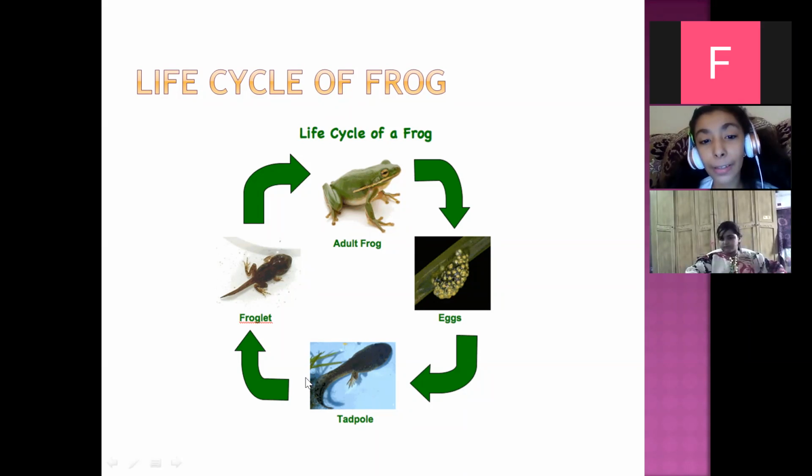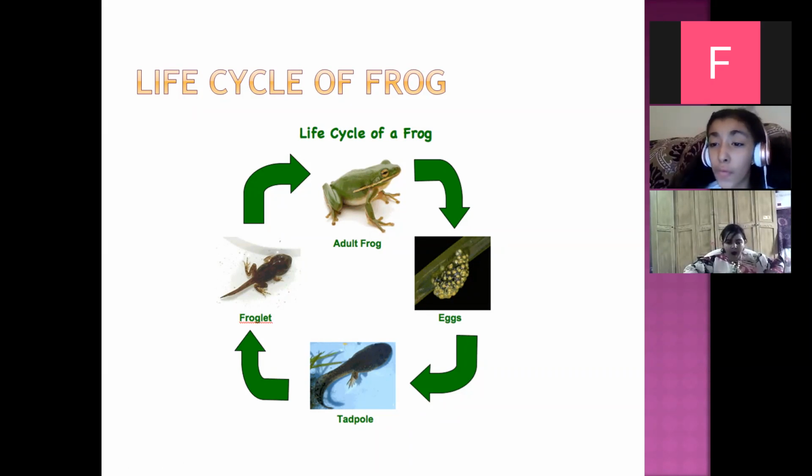Again, after a certain period of time, this tadpole develops. You can see in this picture, it develops a long tail, and it also starts developing its limbs, the front limbs and the hind limbs. And at that stage, we call it a froglet. What do we call it? A froglet. So it changes into this froglet stage.